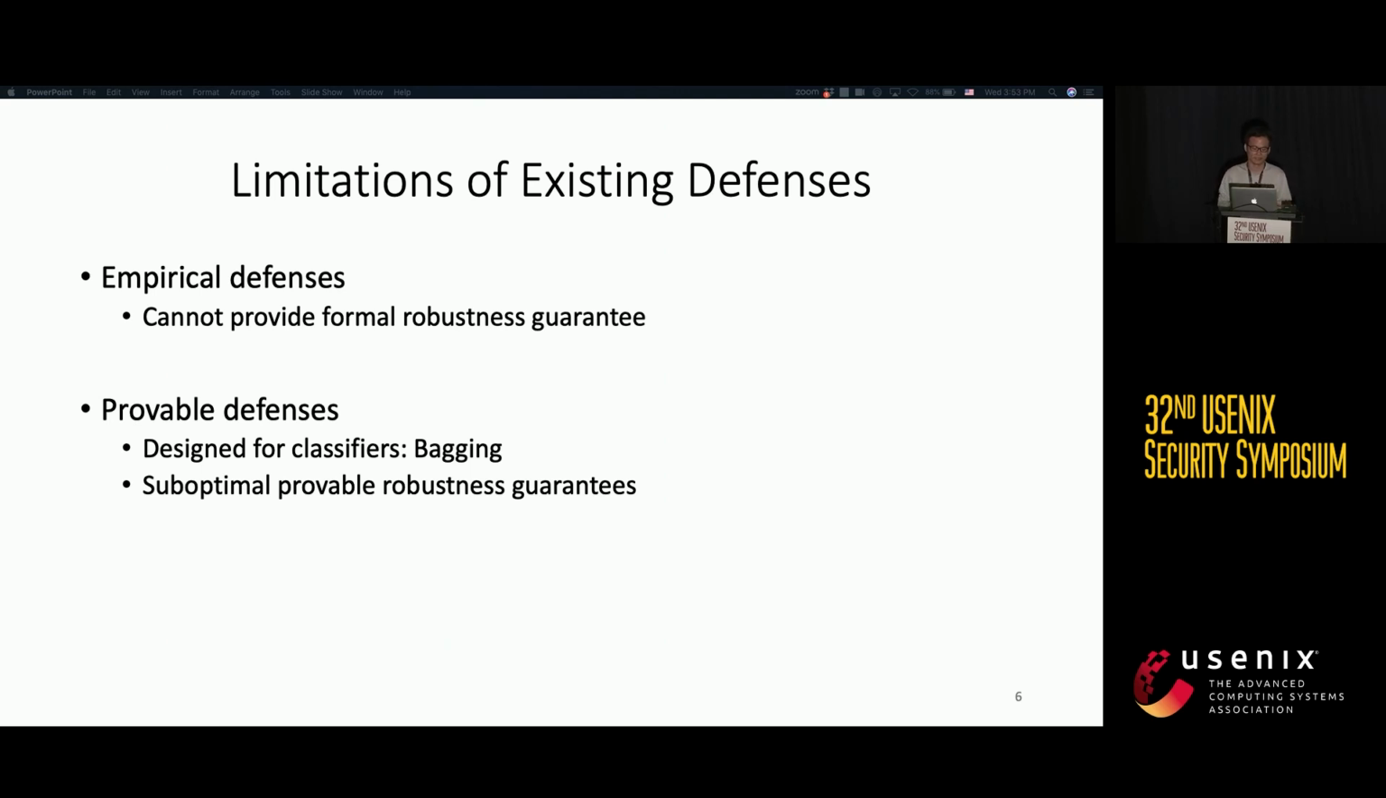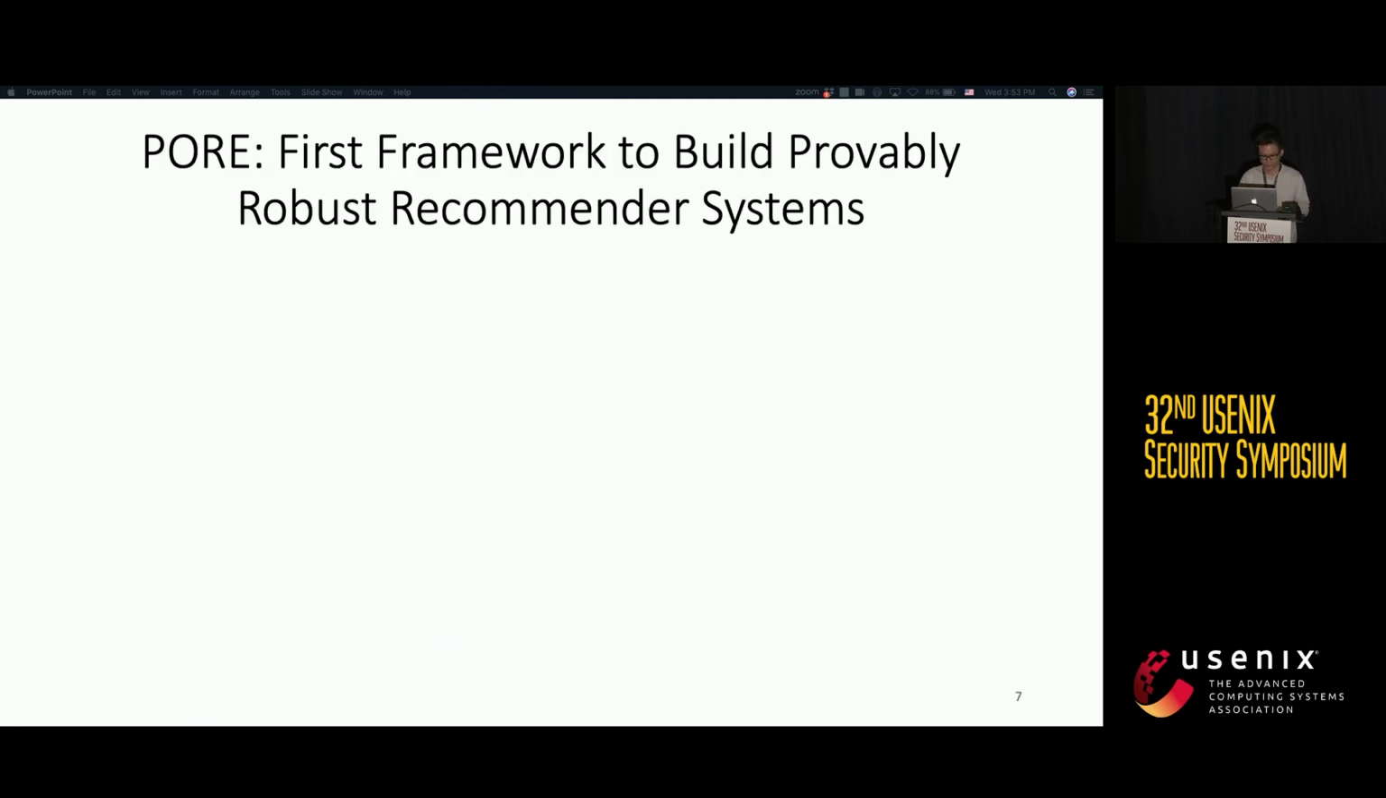Existing provable defenses, such as bagging, are mainly designed for classifiers. We find that they achieve suboptimal provable robustness guarantee when extended to recommender systems. The reason is that a classifier usually only predicts a single label for a test input. By contrast, a recommender system could recommend multiple items for a user. So in our work, we propose PORE, the first framework to build provably robust recommender systems.